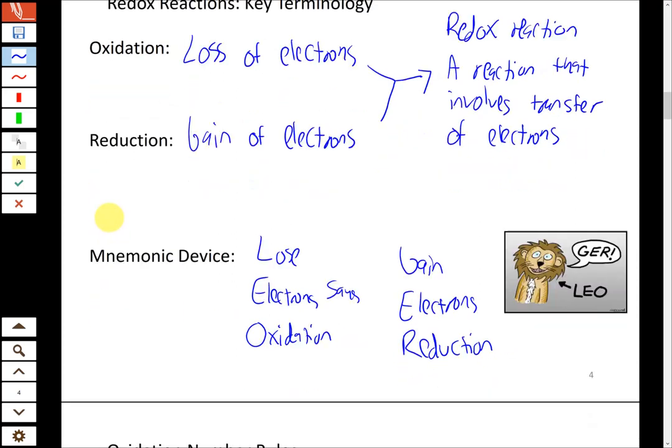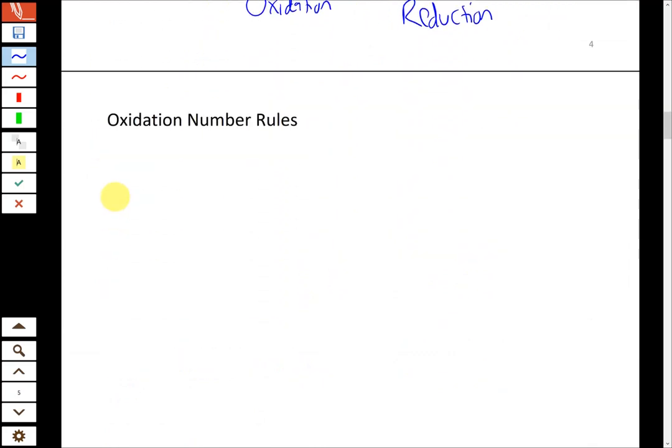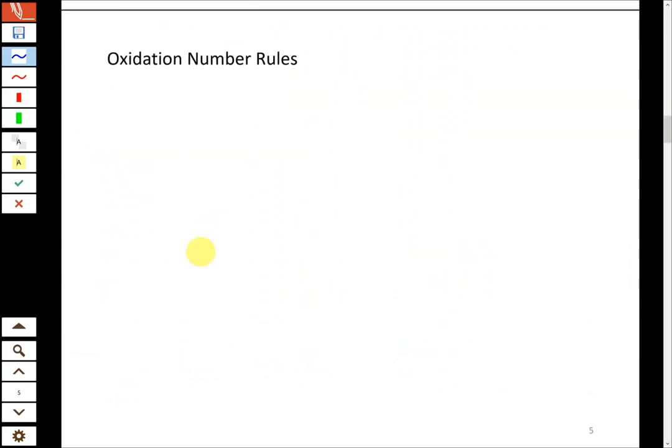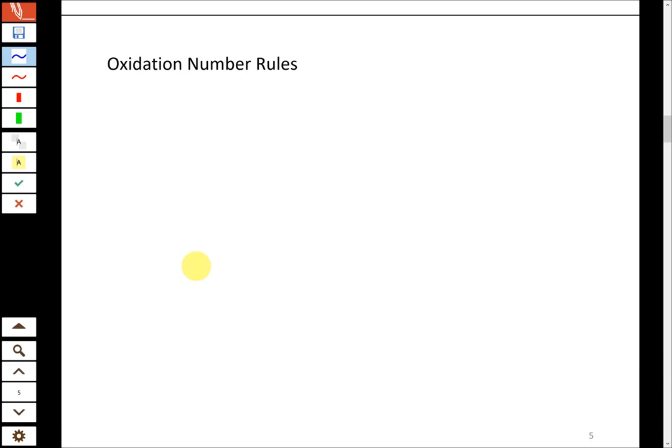Okay, so to do this, to be able to, first of all, identify whether something is a redox reaction or not, and then to balance it, and then to identify what's being oxidized, what's being reduced, we need to assign what are called oxidation numbers. So basically every element that appears in that chemical equation on the reactant side and the product side is going to be assigned an oxidation number.